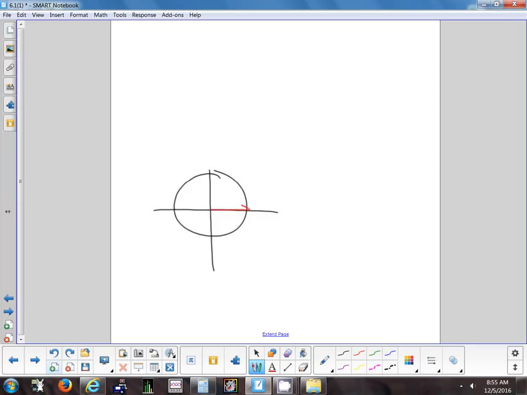All right, so let me draw a 90-degree angle. Here's my initial side. Here's my terminal side. And there's my arc. I'll do it in a different color. How much of the circle does that arc take up? A quarter. So we know that if we draw a 90-degree angle, that's a quarter circle.